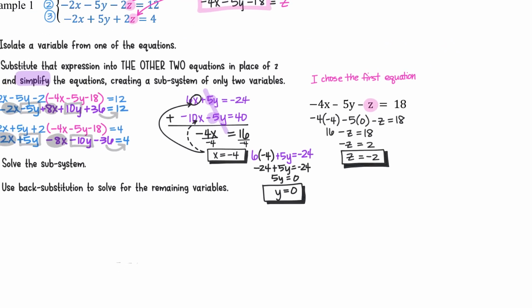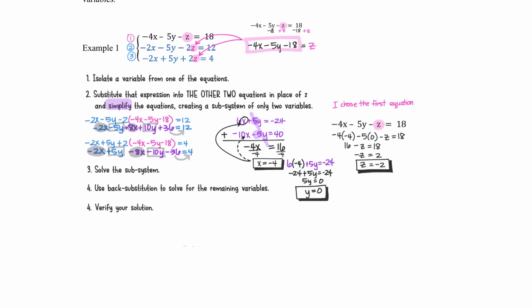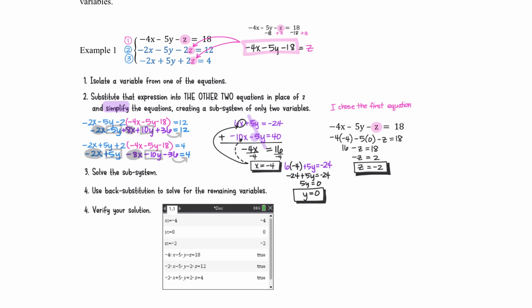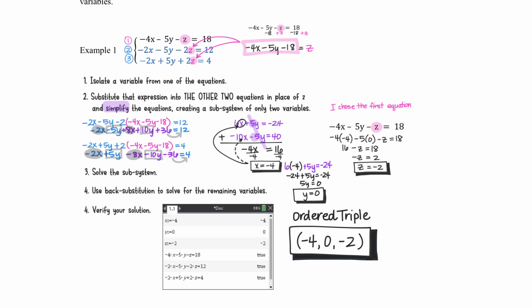And the last thing I'm going to need to do is verify my solution by plugging in x, y, and z back into each of the original three equations of the system and verify that they're all true. So our solution is the ordered triple negative 4, 0, negative 2. And our system is consistent and independent.